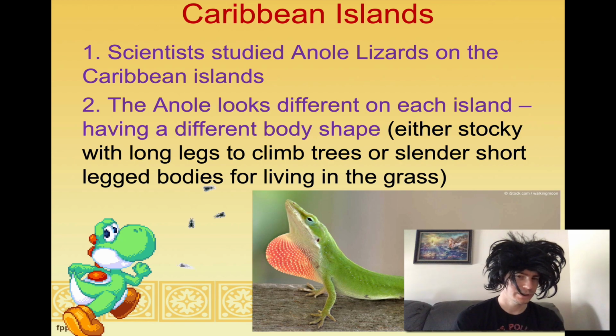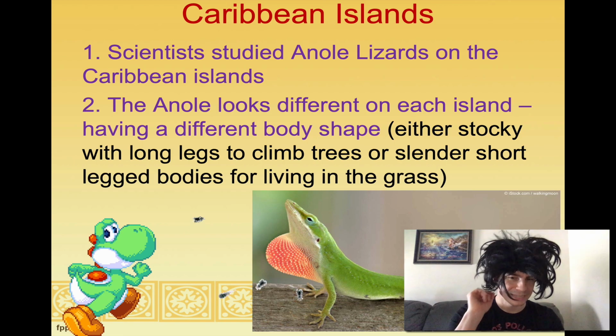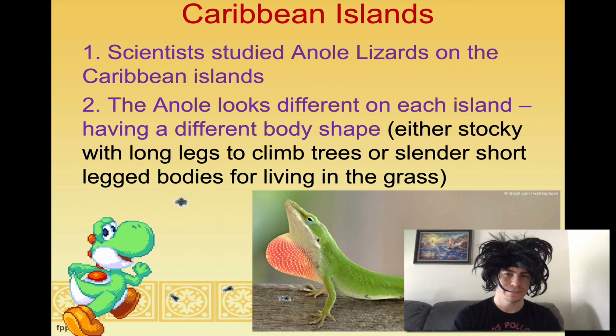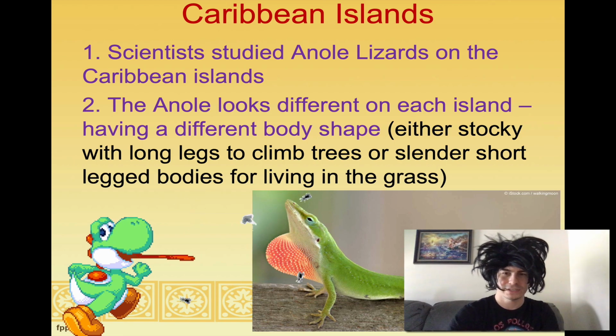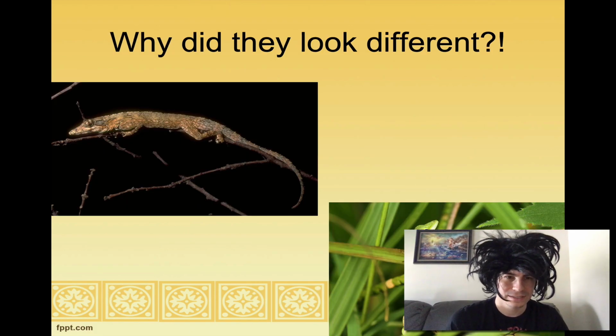Some of them are going to be up in the trees. Some of them are going to be in the grass, all right? And they look almost identical. Their legs are a little bit different shape depending on if they're up in the trees or they're down in the grass. But here's the differences between them.